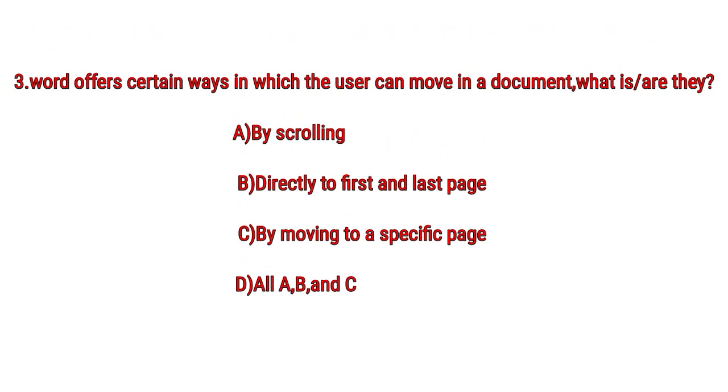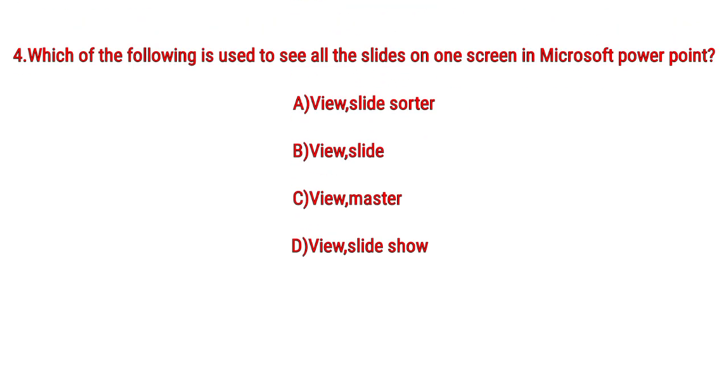3. Word offers certain ways in which the user can move in a document. What are they? A. By scrolling, B. Directly to first and last page, C. By moving to a specific page, D. All A, B, and C. Answer is D.